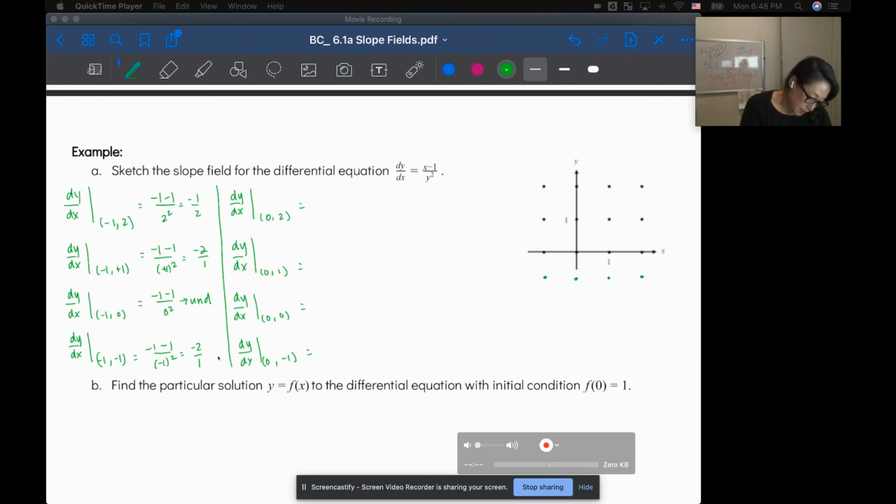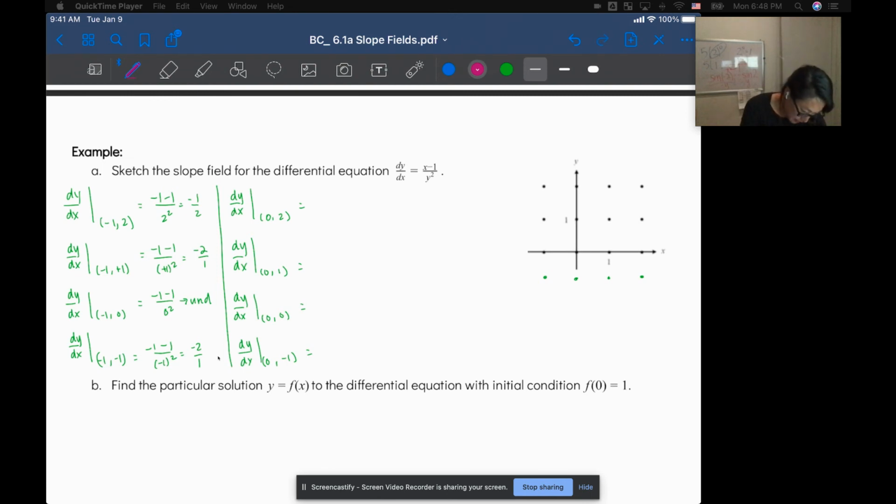So I'm going to graph those in, so -1/2. I'm going up half to the right, to the left 1, and down half to the right 1 to make a slope of -1/2.